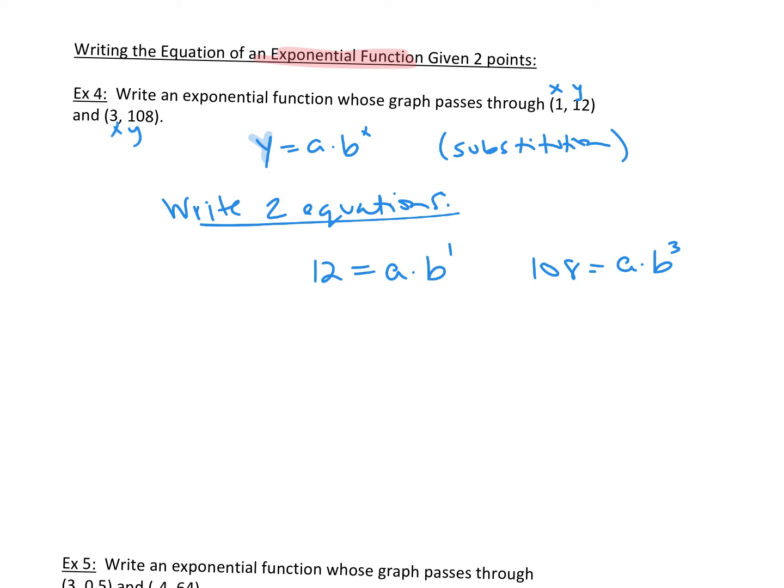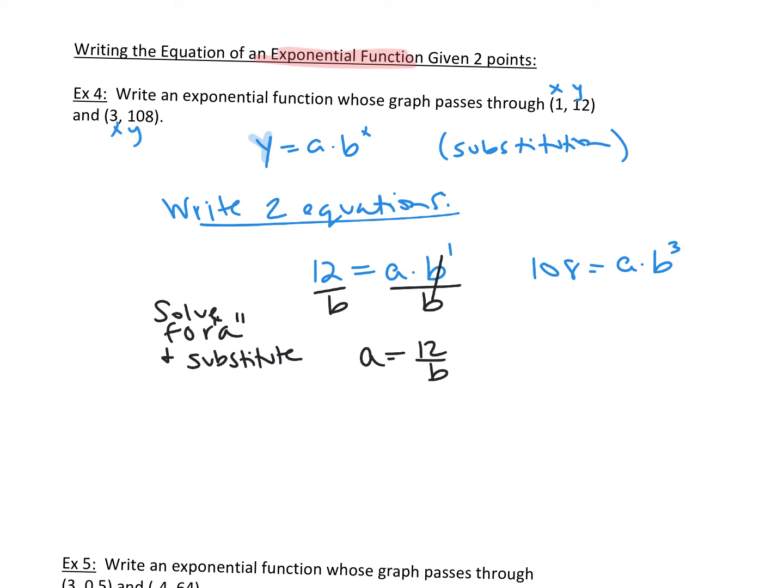It involves exponents. What you're going to do is you're going to solve for a and substitute. It doesn't matter which equation. So I'm going to solve for a in the first one because this one's easier. I'm going to divide by b. I have a equals 12 over b. And then I'm just going to use substitution. I'm going to plug that in the place of a in the second equation.